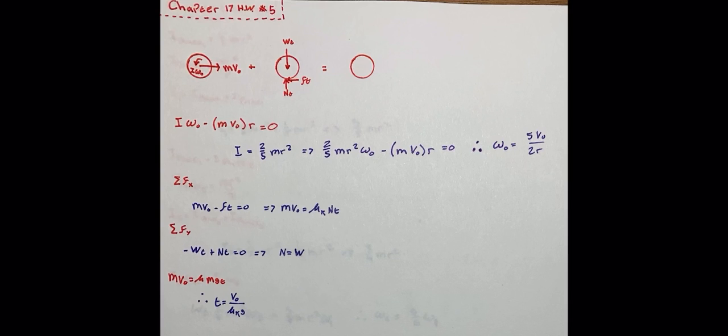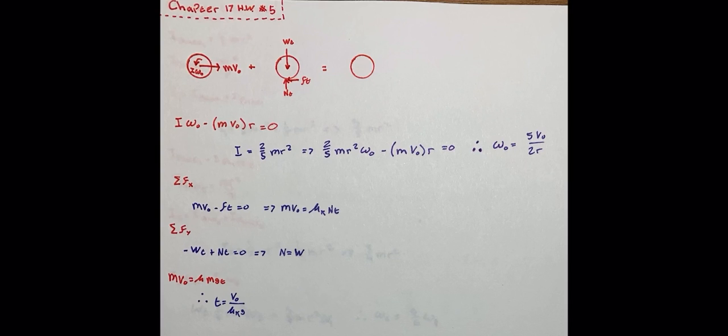We know that I is 2/5 mr squared, so we can plug that in and solve for omega, which is 5 V0 over 2R. And if we sum the forces in each direction, we can get mV0 is equal to mu kinetic times normal times time, and we get that N is equal to W.